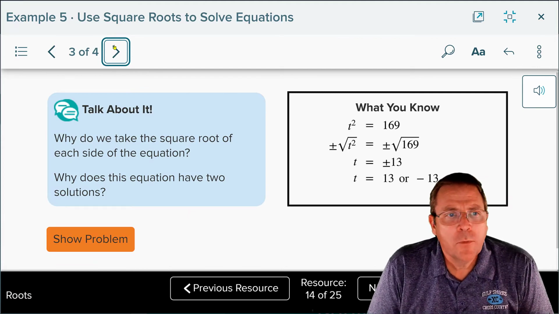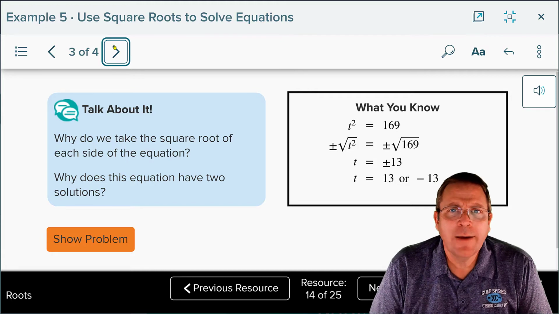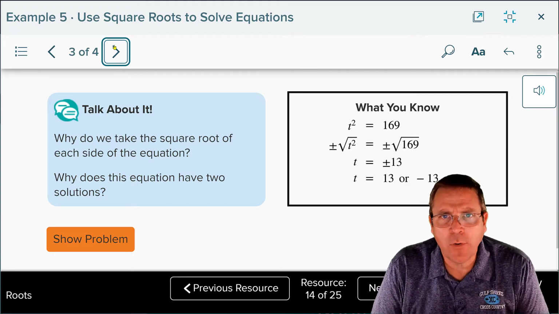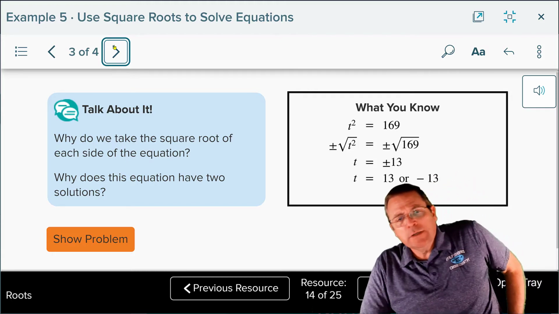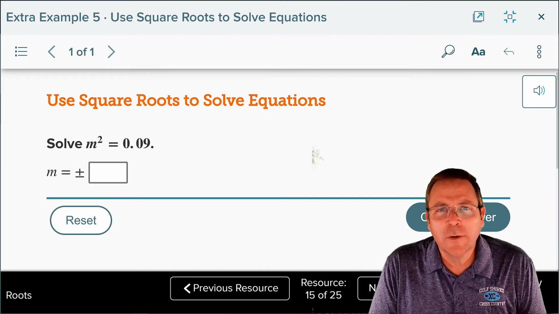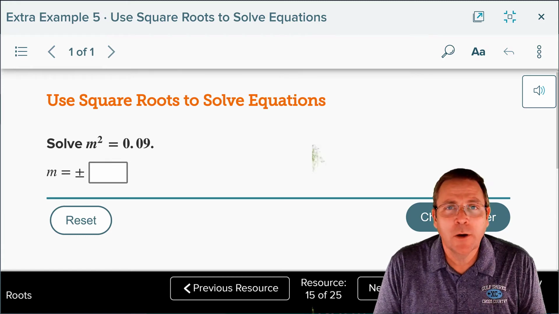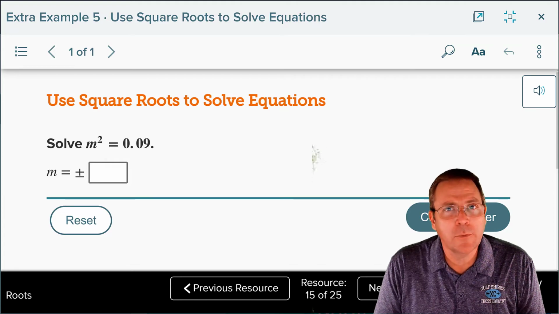To talk about it, it wants to know, why do we take the square root of each side? Well, remember, you have to keep your equation balanced. If you do something on one side, you're going to have to do it on the other side. Once again, it's going to be your turn to solve a problem, and this one's going to be interesting. No, you may not use your calculator. Use your brain. You've got a very capable brain, and this is not a hard problem. Do it.